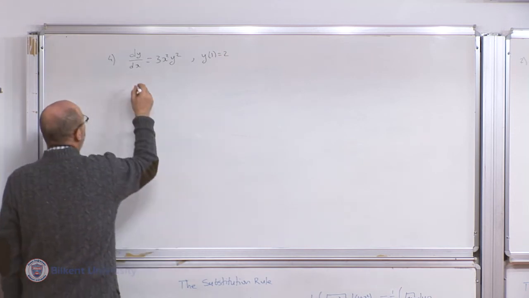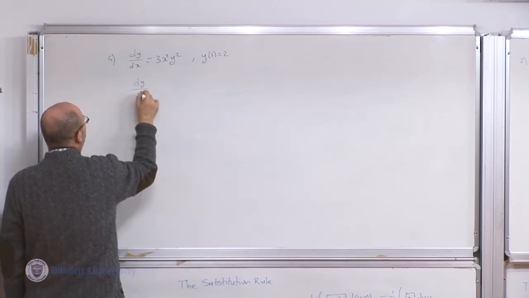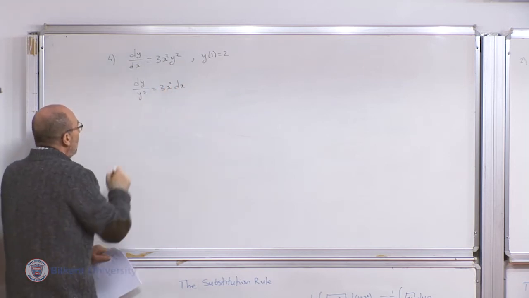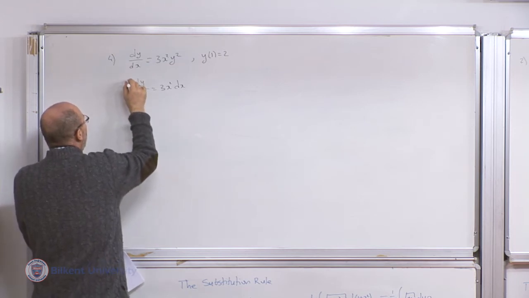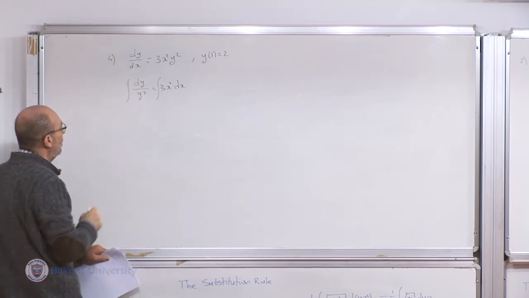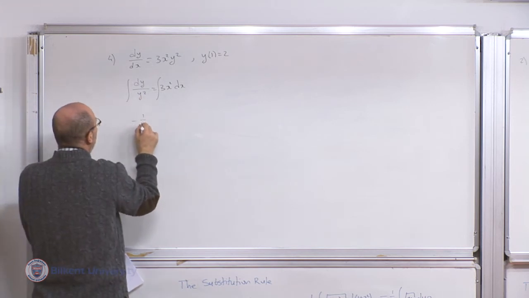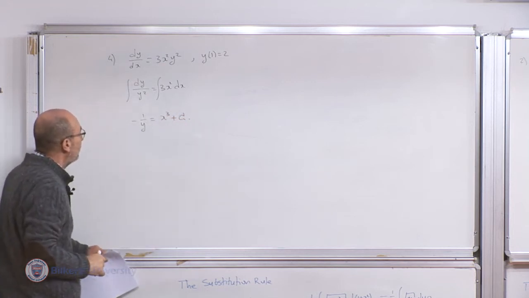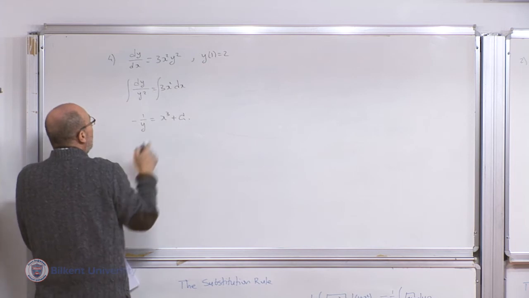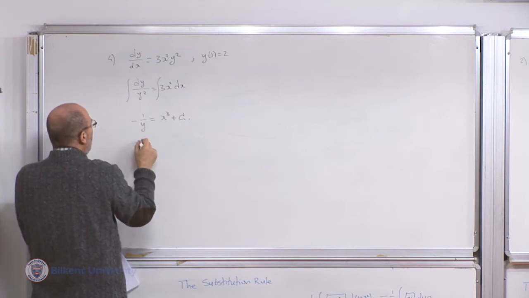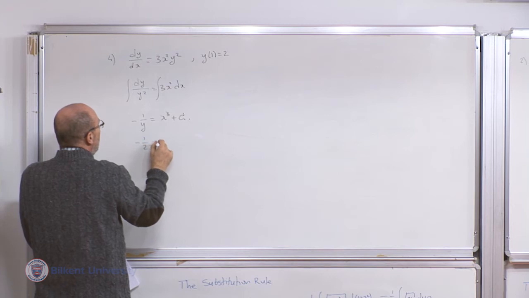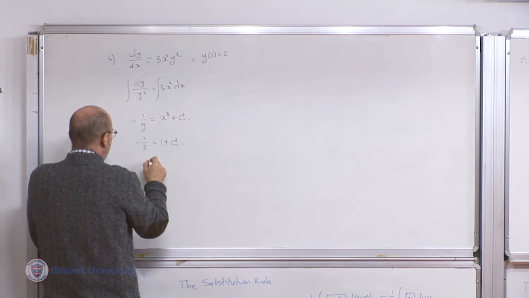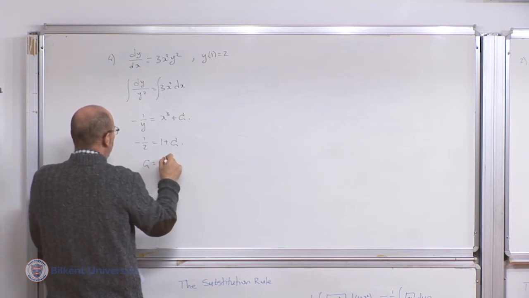So we play the same game. dy over y squared is equal to 3x squared dx. I integrate these. Okay, so let me now put the integral sign immediately here. So this is minus 1 over y equals x cubed plus c. And I put x equals 1, y equals 2, and I get minus 1 over 2 equals 1 plus c. Okay, so here c is equal to minus 3 over 2.